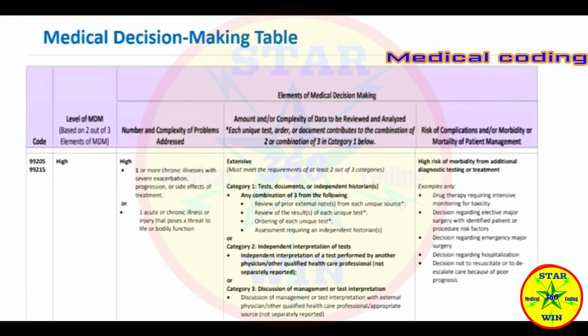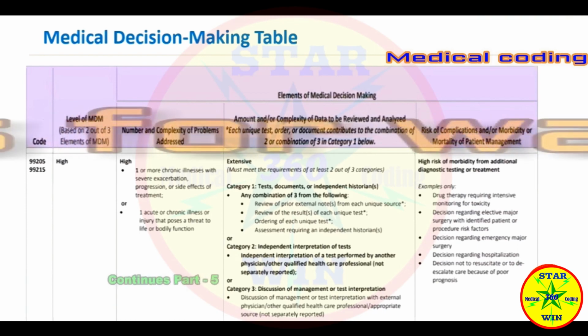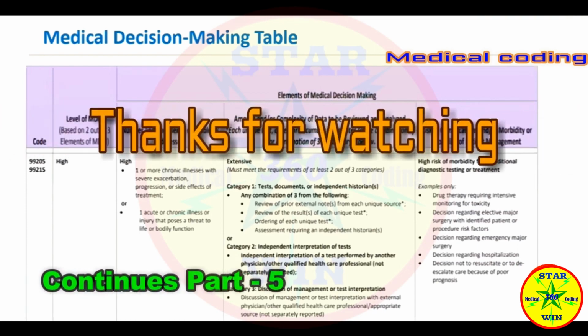Decision not to resuscitate or to de-escalate care because of poor prognosis. Yes, this we already know, which comes under the high category. So the new points that we need to remember are decision regarding hospitalization and drug therapy requiring intensive monitoring for toxicity. These are the points that we need to remember, which come under high risk of complications. So with this, I want to make sure you know how we can assign levels in 2021 when compared to 2020.